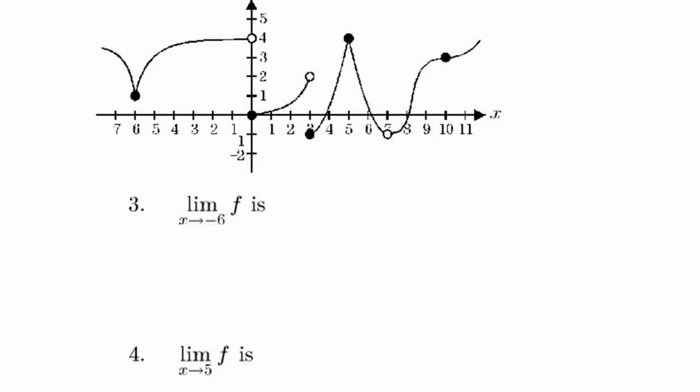Okay, so let's do the limit as we approach -6. So -6, we're talking about this region right here. As you approach -6, we notice that the function does exist and it approaches 1. So the answer is, the limit is 1. So the height is 1. And then when we look at 5, as we approach x equals 5, we're approaching the value 4. So this one would be 4.